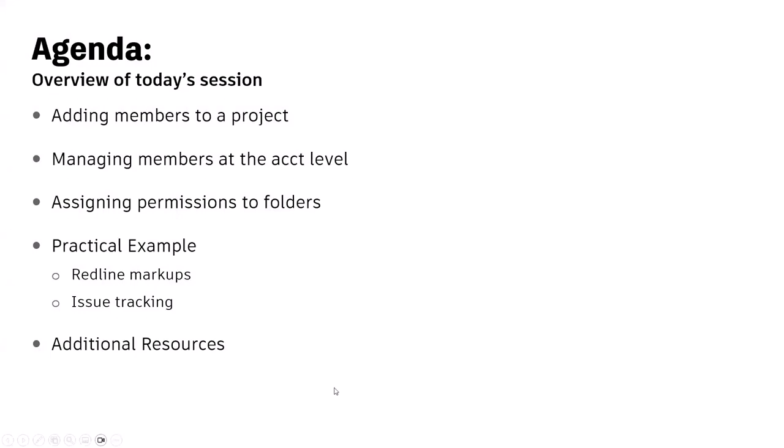Today, we looked at a lot of things. We saw how we could add members to a project. We saw how we could manage those members at both the project level and the account level. We saw how we could assign permissions to folders to allow people to have access to the various items in our project. And today we looked at a practical example of how we could assign work to somebody using a markup in an issue. We saw how that work could be completed. We could then review it and sign off on it.